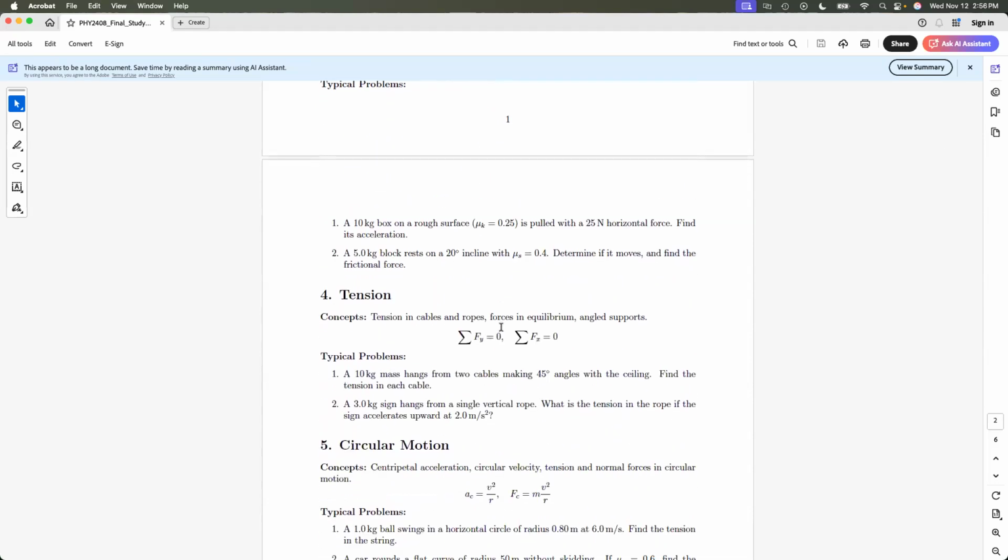And then, of course, tension problems. We could have something maybe with a pulley or just a hanging sign with two different ropes hanging it up and finding the tension on everybody. Any of those kinds of problems.